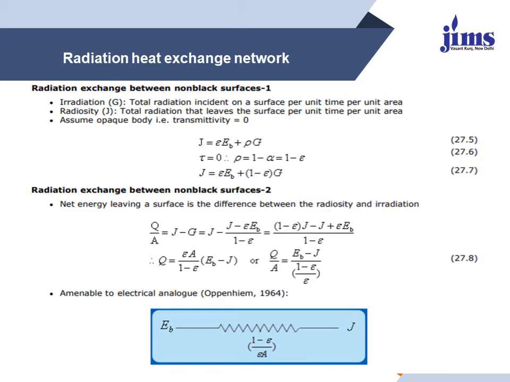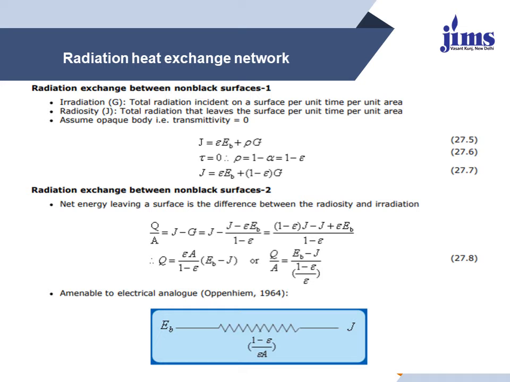So if we talk about the opaque body, transmissivity is equal to 0, then rho is equal to 1 minus alpha, and it is equal to 1 minus emissivity, because as per Kirchhoff's law, absorptivity is equal to emissivity. So mathematically J is equal to epsilon EB plus (1 minus epsilon) multiplied by G. So equation 27.7 is the equation which is used to calculate the radiosity in terms of black body emissive power and emissivity. So next is radiation exchange between non-black surfaces.